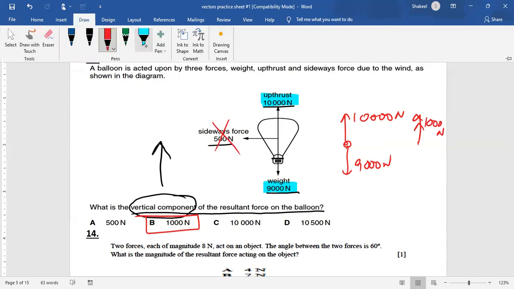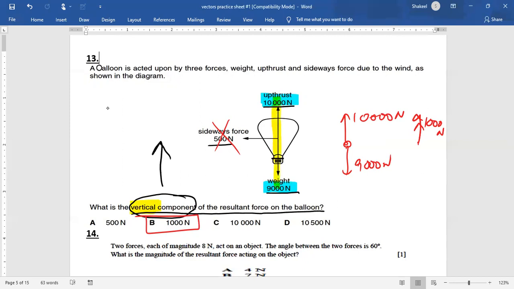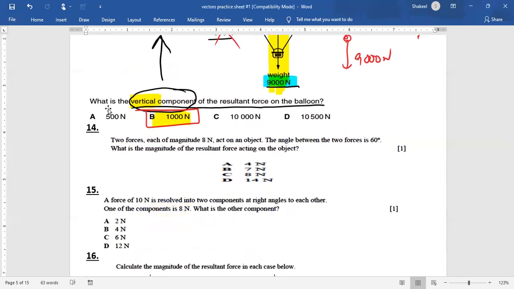So the emphasis is on the vertical component. That's why we only deal with these two. We find the resultant of these two, which is 1,000. So that's why 1,000 is our answer. Let's move to question number 14.